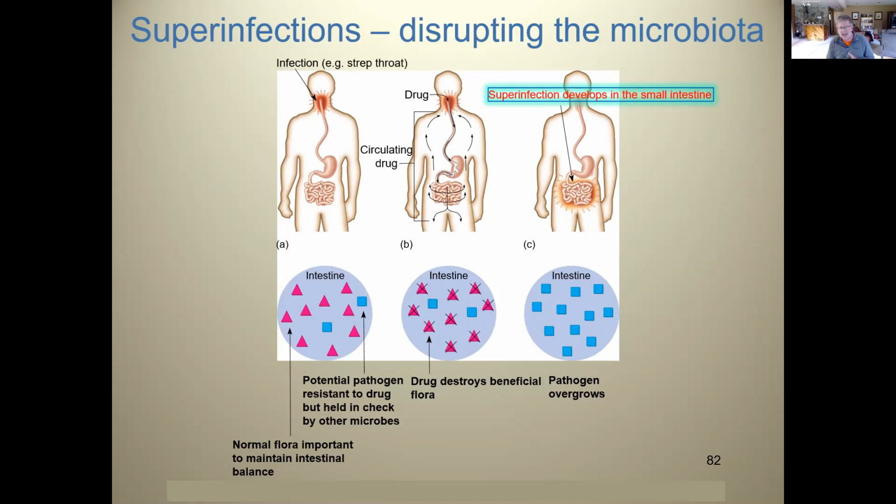So anytime one takes antibiotics, yeast infections can often arise because they're not held in check anymore. Could have been from a previous infection of some sort, like we saw here with the strep throat. And the after effect, the superinfection, now becomes the yeast infection.